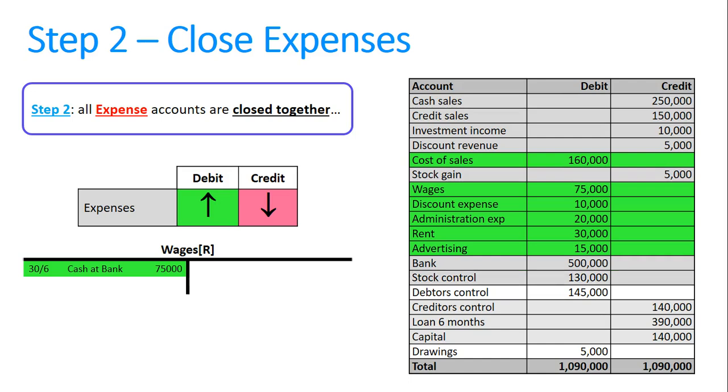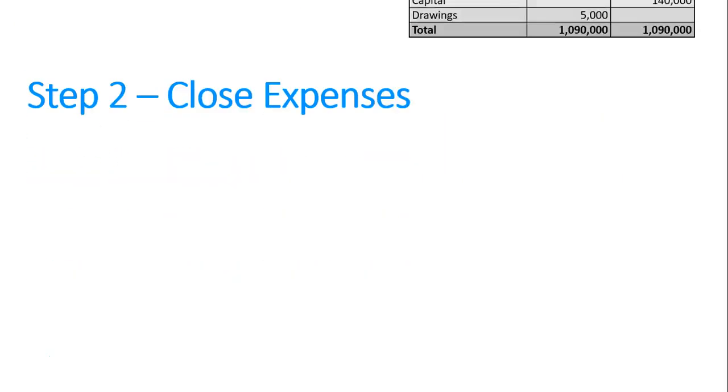Same with stock control and debtors control. And lastly, we have drawings, which we're actually going to deal with when we do step 4. So really, the only 6 expenses we need to close are the 6 that we can see in green there. How do we do that?